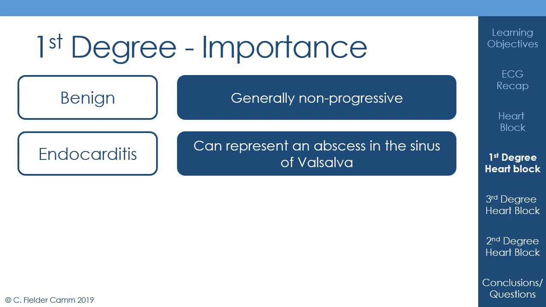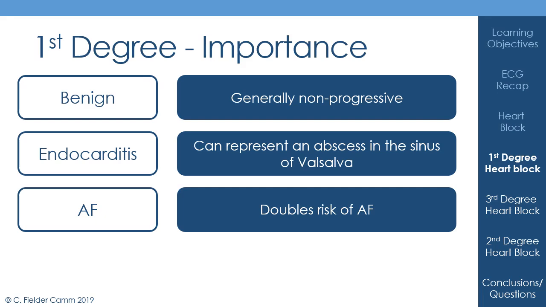You can get an abscess of the sinus of Valsalva right by the aortic valve, which presses on the AV node. You should be getting regular ECGs on patients, certainly in the initial acute treatment phase of endocarditis, if they've got endocarditis of the aortic valve, because this is a recognized and serious complication that you need to look out for.